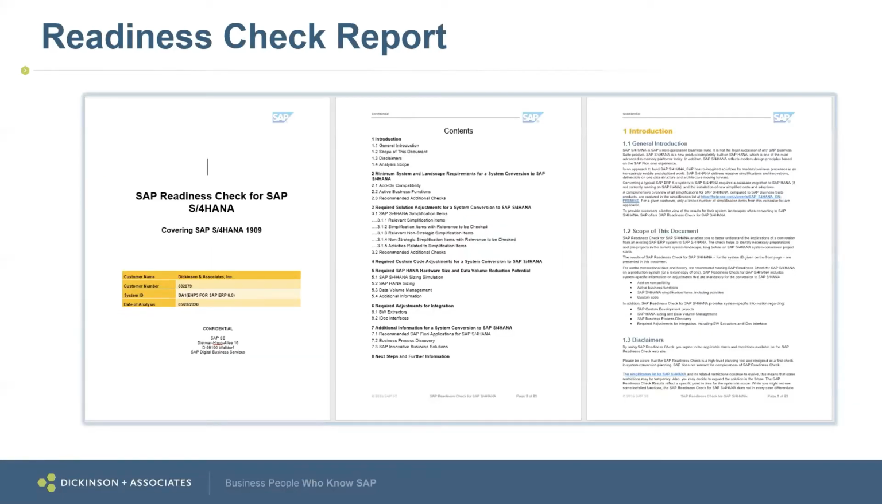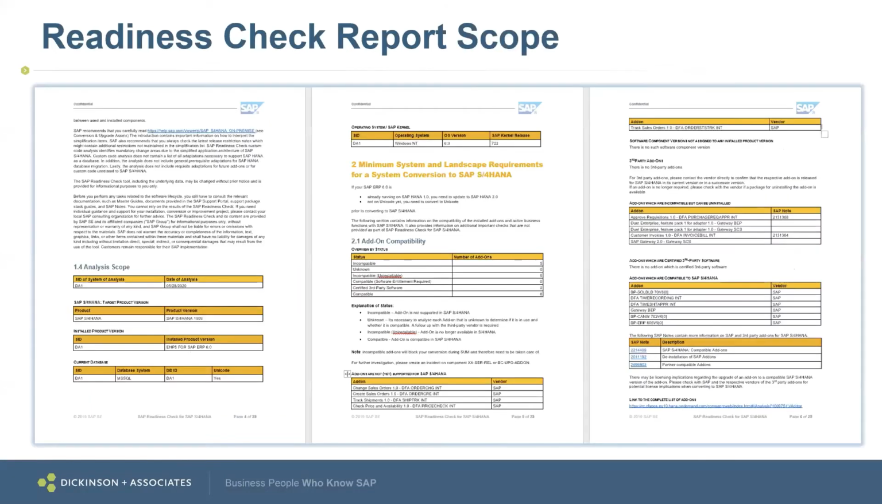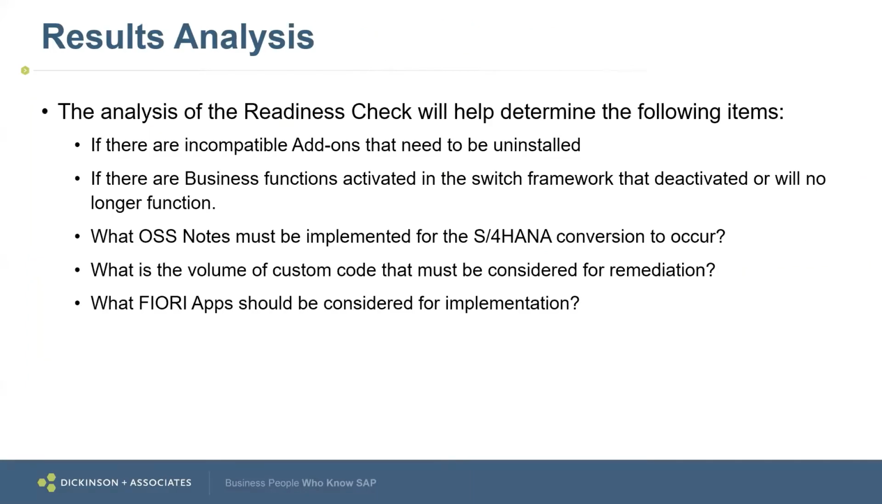The report is a rather extensive one, so it is automatically generated, and it includes information such as add-on compatibility, custom code. The biggest part of the document will, however, be the simplifications. There's typically anywhere from 50 to 500 simplifications that might be pointed out on a particular SAP environment. So the readiness check really will help you determine what you need to do.